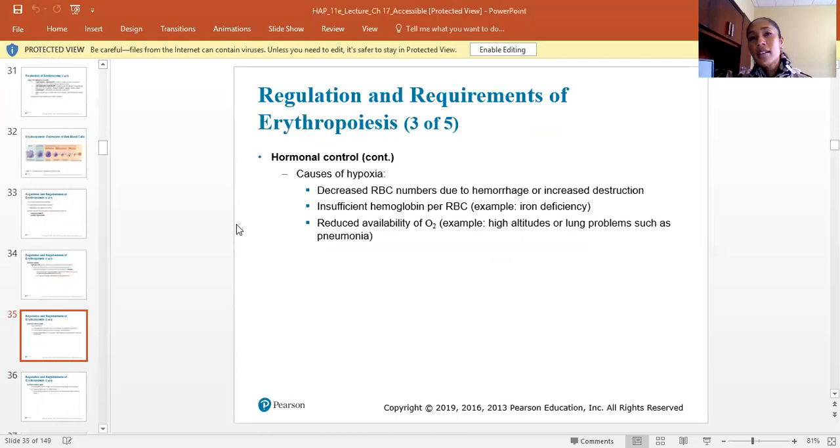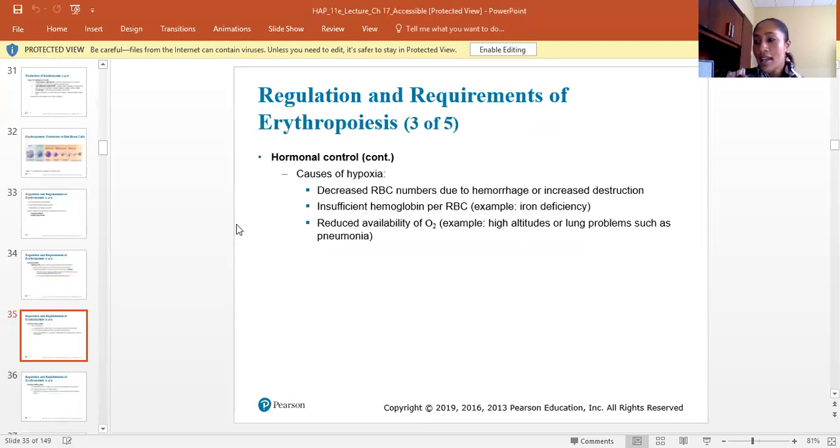Okay, so what are some causes of hypoxia? This can be caused by a decrease of red blood cells due to hemorrhaging. If there was a condition, for instance, let's say a person had a blood transfusion, but they were given the wrong blood, so they lost a lot of red blood cells because their own red blood cells were destroyed from being given the wrong blood cells. That could trigger hypoxia.